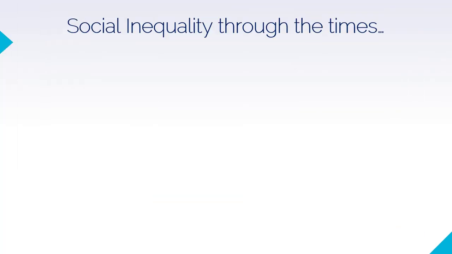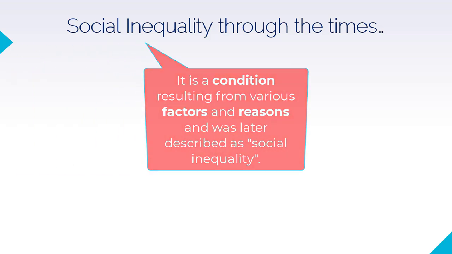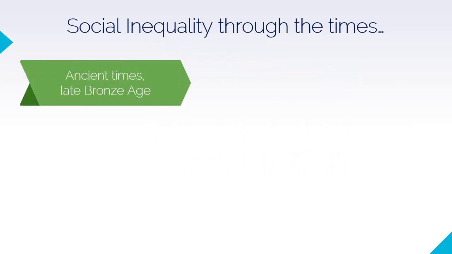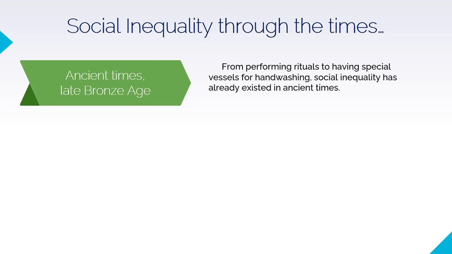A little bit of historical background of how social inequality came to be. We first have to understand that social inequality is something that happens for various reasons. There is not one single point when one can say that this is where social inequality started, but it is something that is there and was later described. During ancient Greece, there are rituals that they performed for their deities. But there are special rituals that only the privileged people can perform. Also, Mycenaean elites have special vessels for hand washing while the commoners wash their hands in simple bowls.